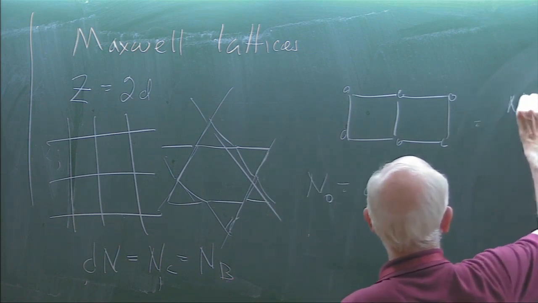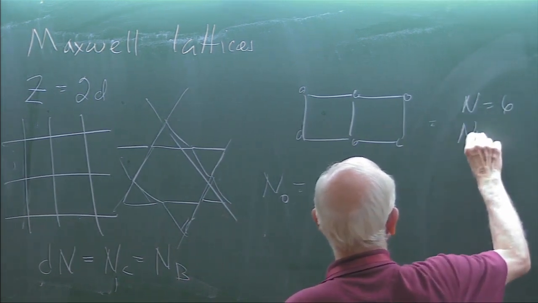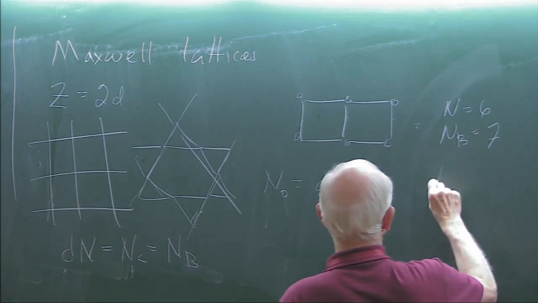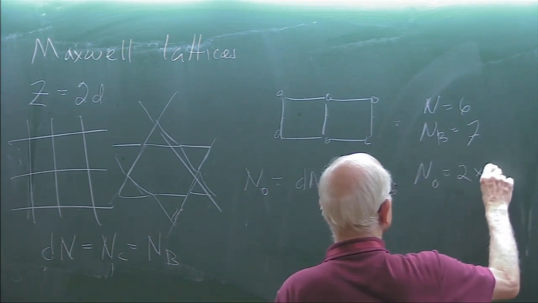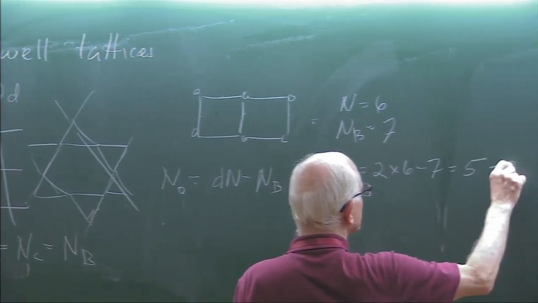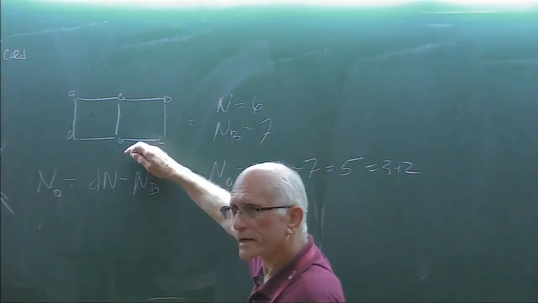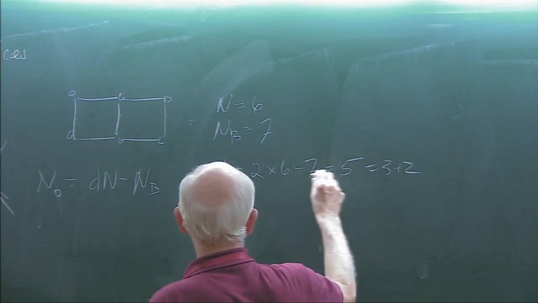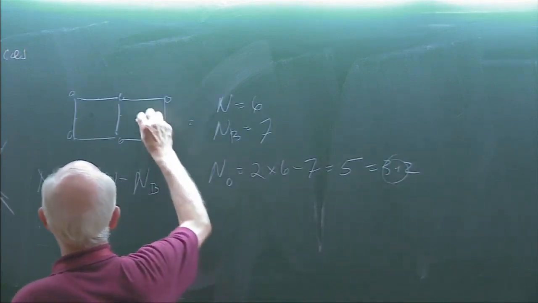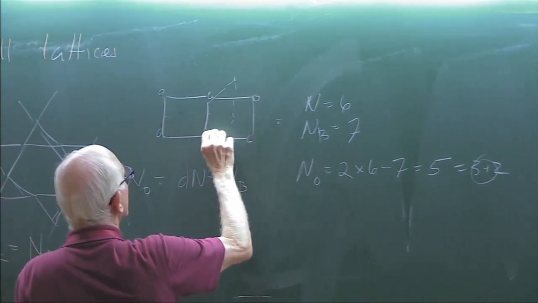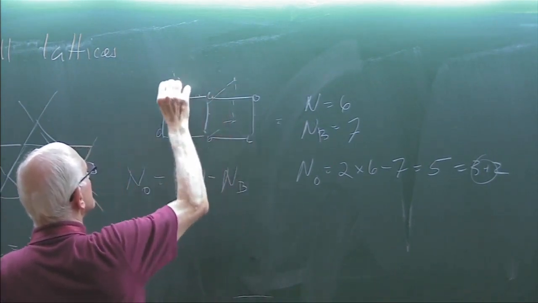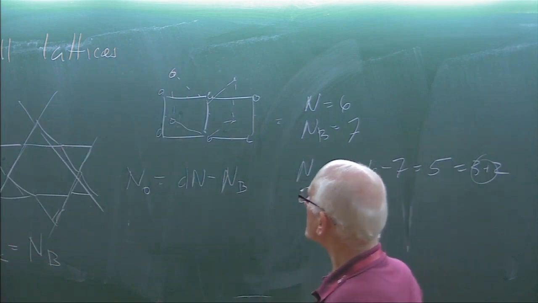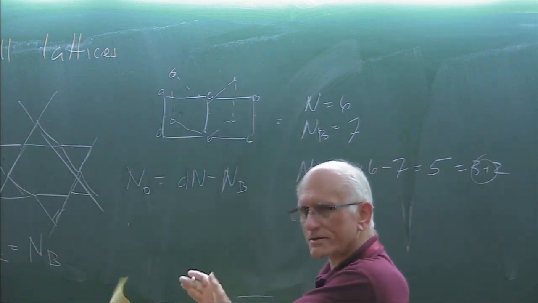So here we have something where N is equal to 6. The number of bonds is equal to 1, 2, 3, 4, 5, 6, 7. So Maxwell would say that the number of zero modes is 2 times 6 minus 7, which is equal to 5, which is 3 plus 2. So clearly I can have uniform translation this way, uniform translation this way, and a uniform rotation. That takes care of three of them, leaving two others, and they are just these distortions of the squares such that none of the bonds change length. Basically, one's applying a shear, but it's a shear with a compression. It's not the simple shear.